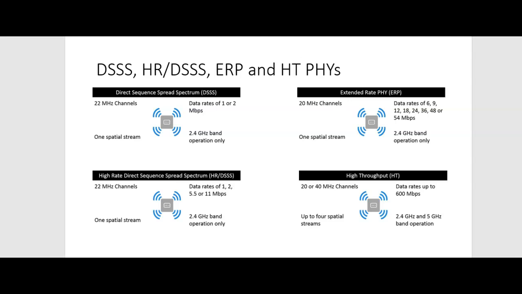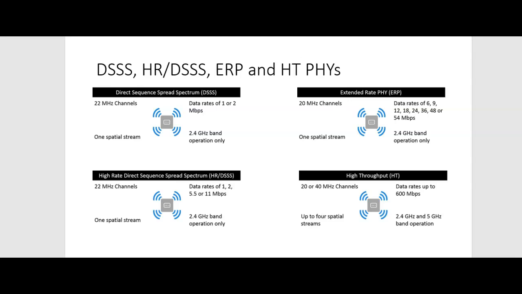Because if I look at the extended rate, the ERP, the one in the upper right-hand corner there, that was introduced to bring in the OFDM modulation into the 2.4 gigahertz band. Now remember, OFDM was used in 802.11a. It was used for only 5 gigahertz, and it used a 20 megahertz channel. So there are some differences, but don't worry about it for this certification.